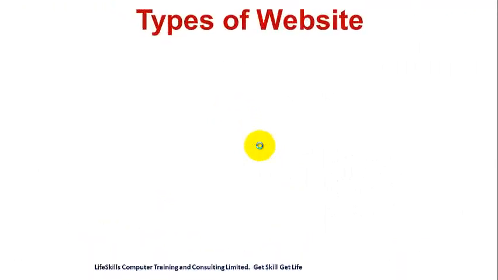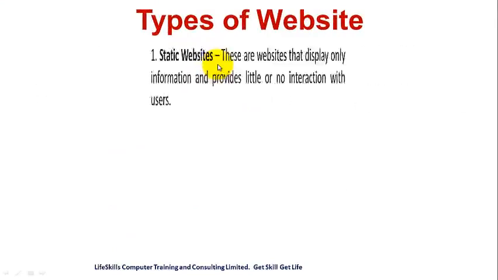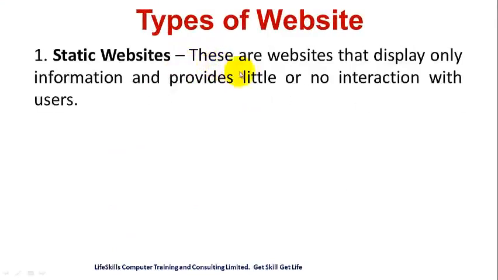Now let's look at types of websites. We have static websites. I mentioned this earlier on. These are websites that display only information. There is very little or no interaction with the users, just for them to read something online and get information. And I want to tell you that 60% of most sites are static. The remaining 40% offer dynamic interaction.